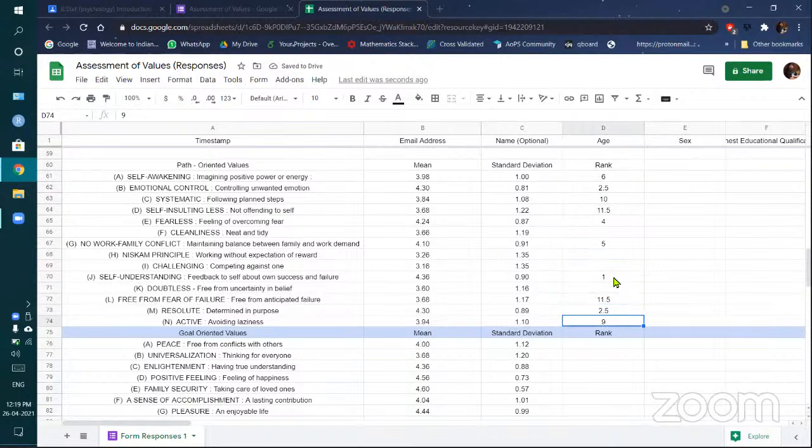9 is 7. 10 is 8. And 11.5, that should be 9.5. 9.5. 9.5. Right. Now 11. So which one should it be? 11. The next one should be 3.66. Yeah. Then 3.60. 3.60. Okay, right.